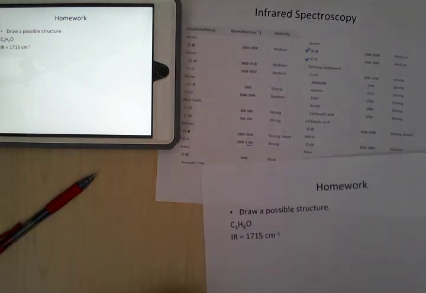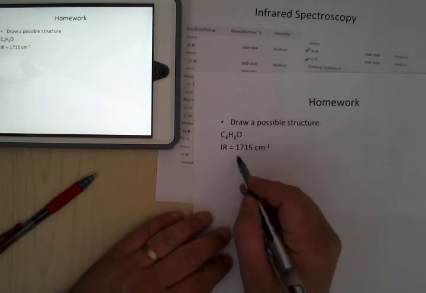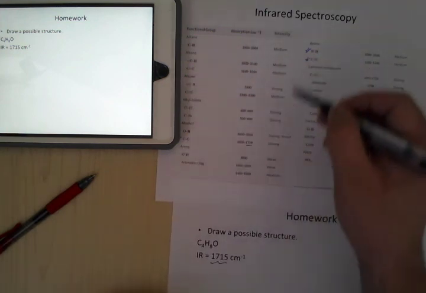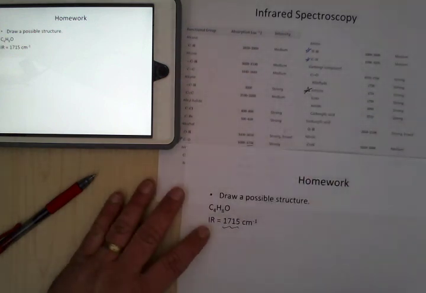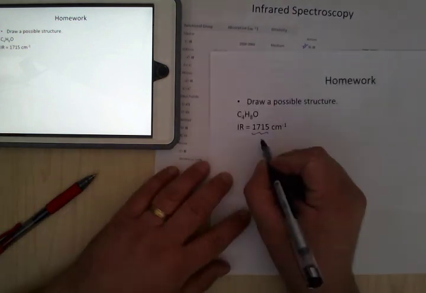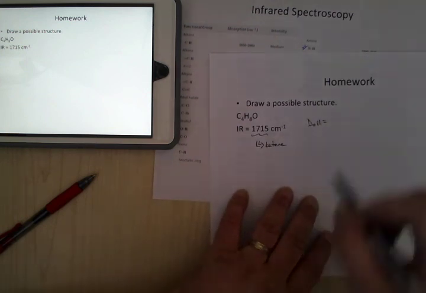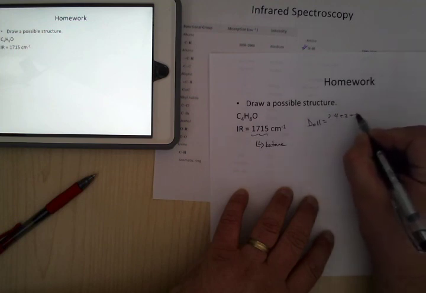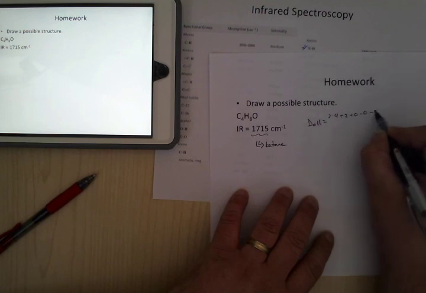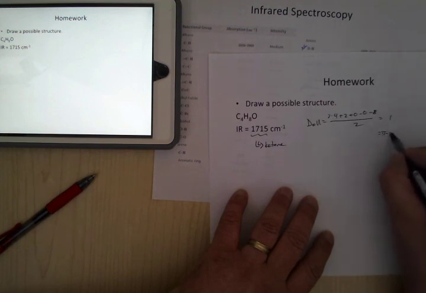Okay, so we look at what's here. Same formula, but we have one at 1750. So we look in here, and here we go. It has a ketone in it. So this we know is a ketone. So the DOU is 2 times 4 plus 2 plus 0 minus 0 minus 8. We figured out that that's 1, so that's pi bonds plus rings.